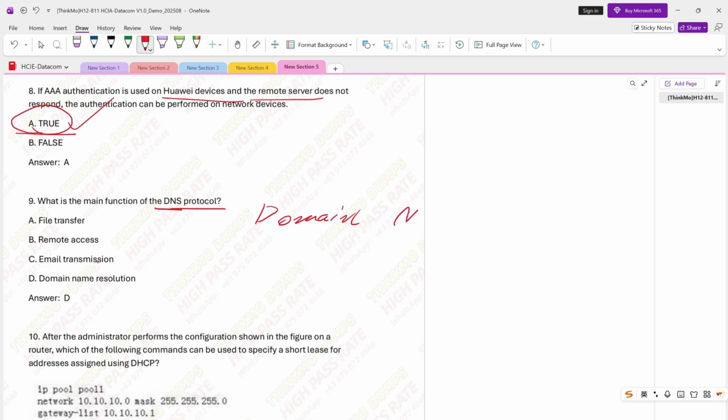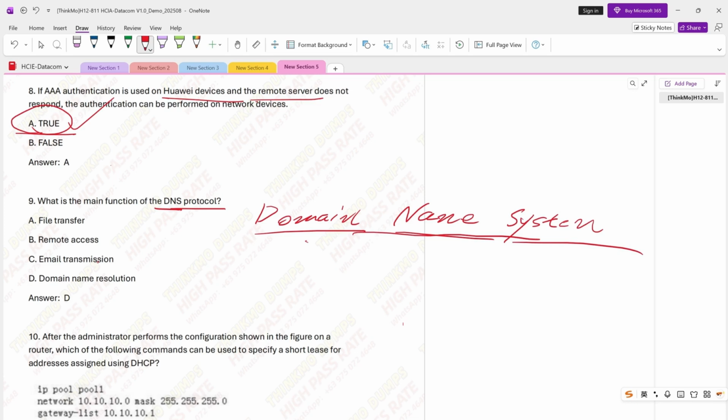And N stands for name, right? And S stands for system, the domain name. Oh, this specific one. Domain name system, also known as the domain name resolution system, right? Its main function is to take the domain name and resolve it to an IP address, right? The IP and the domain name have a mapping relationship on the DNS server.